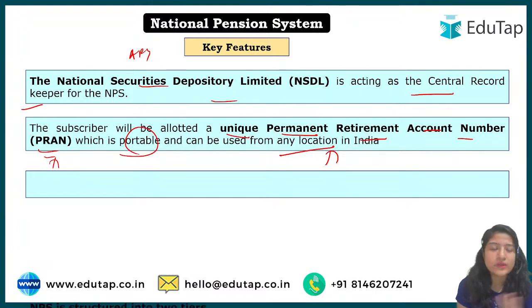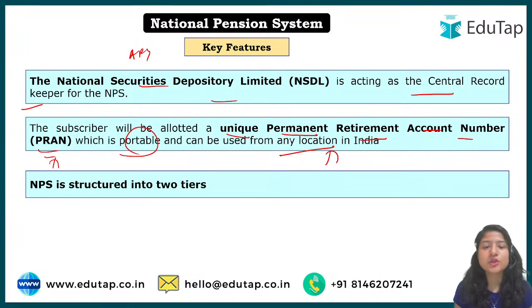So that is one more thing. And lastly, NPS is structured in 2 tiers. What does it mean? What we have understood is that all employees, whether they are willing or not willing, still have to be part of NPS. Okay, that is one thing.